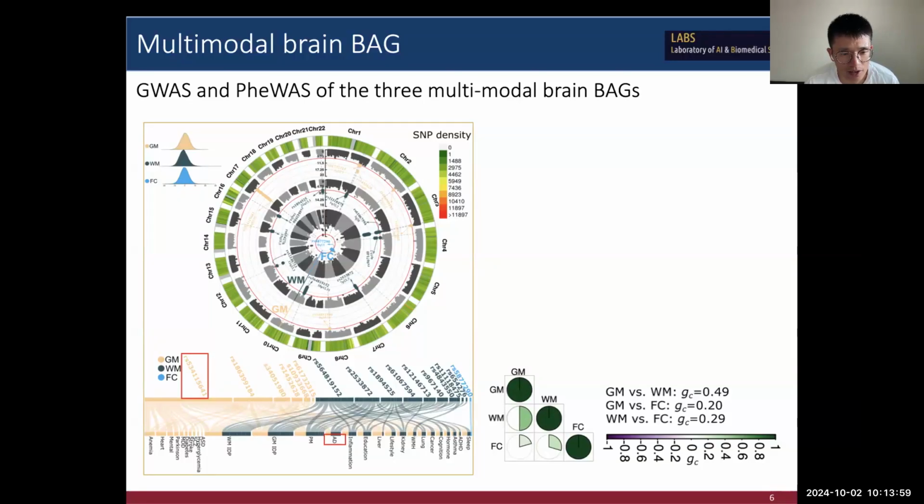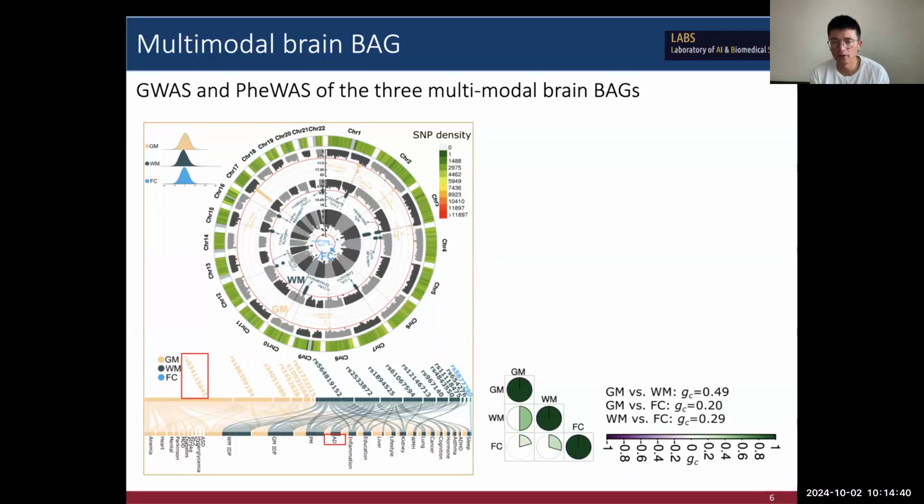And also some psychiatric disorders were uniquely linked to the gray matter loci, for example, autism, schizophrenia, etc. And of course, clinical traits from other organs were also linked to the gray matter and white matter BAG. For example, some traits relate to the kidney, the lung, and lifestyle factors. And uniquely, the functional BAG showed a smaller significance compared to the other two brain BAGs, and it was previously linked to sleep-related traits.